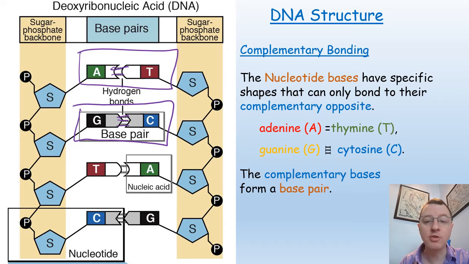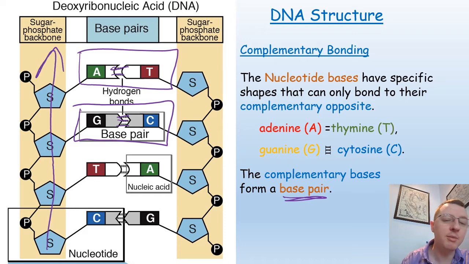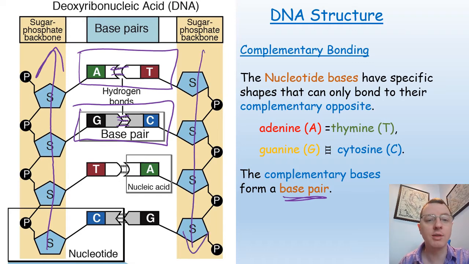When these bases join with their complementary opposite, we often refer to them as a base pair. You can also see on this diagram the sugar phosphate backbone, one going up and one going down to form the two strands on the DNA double helix molecule.